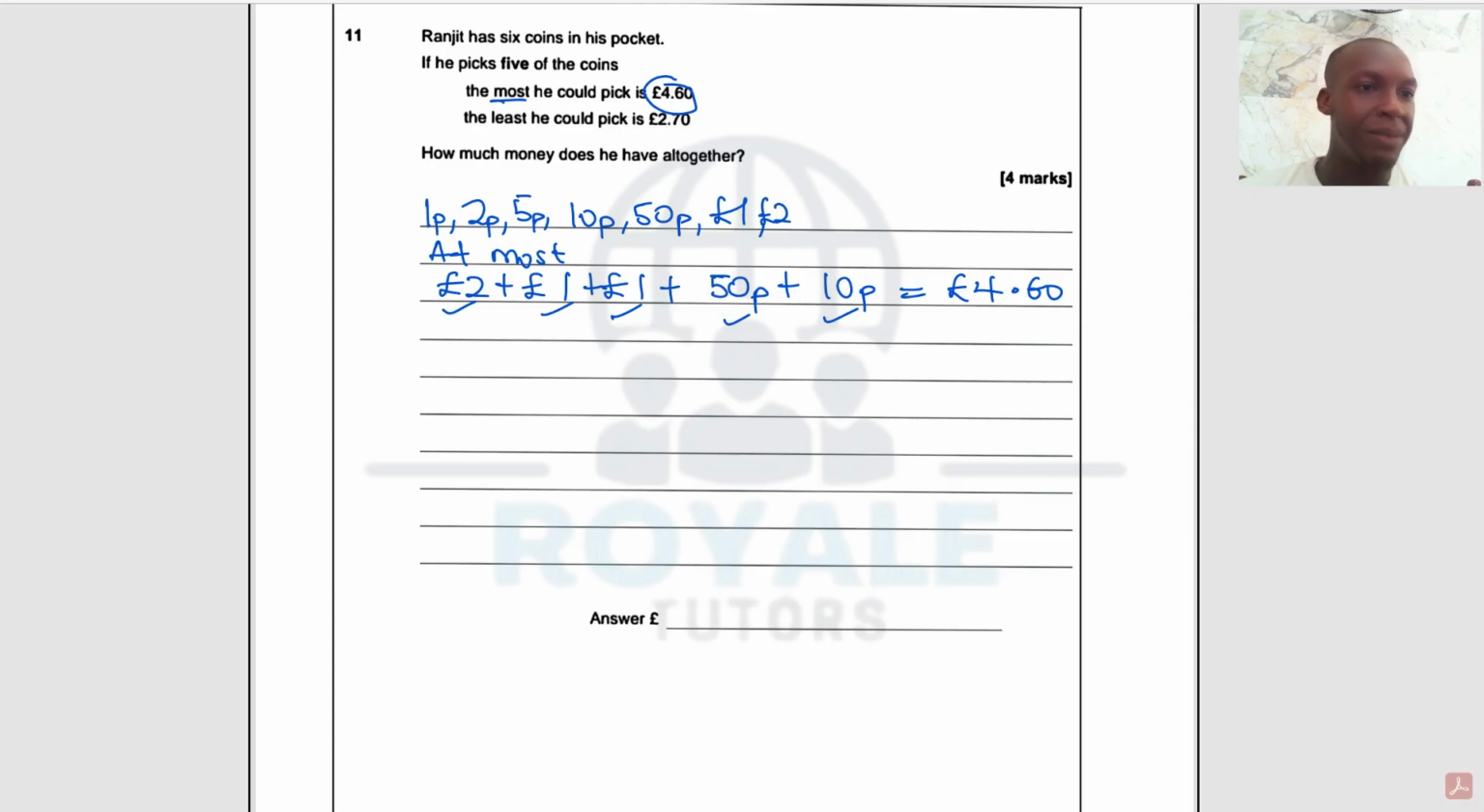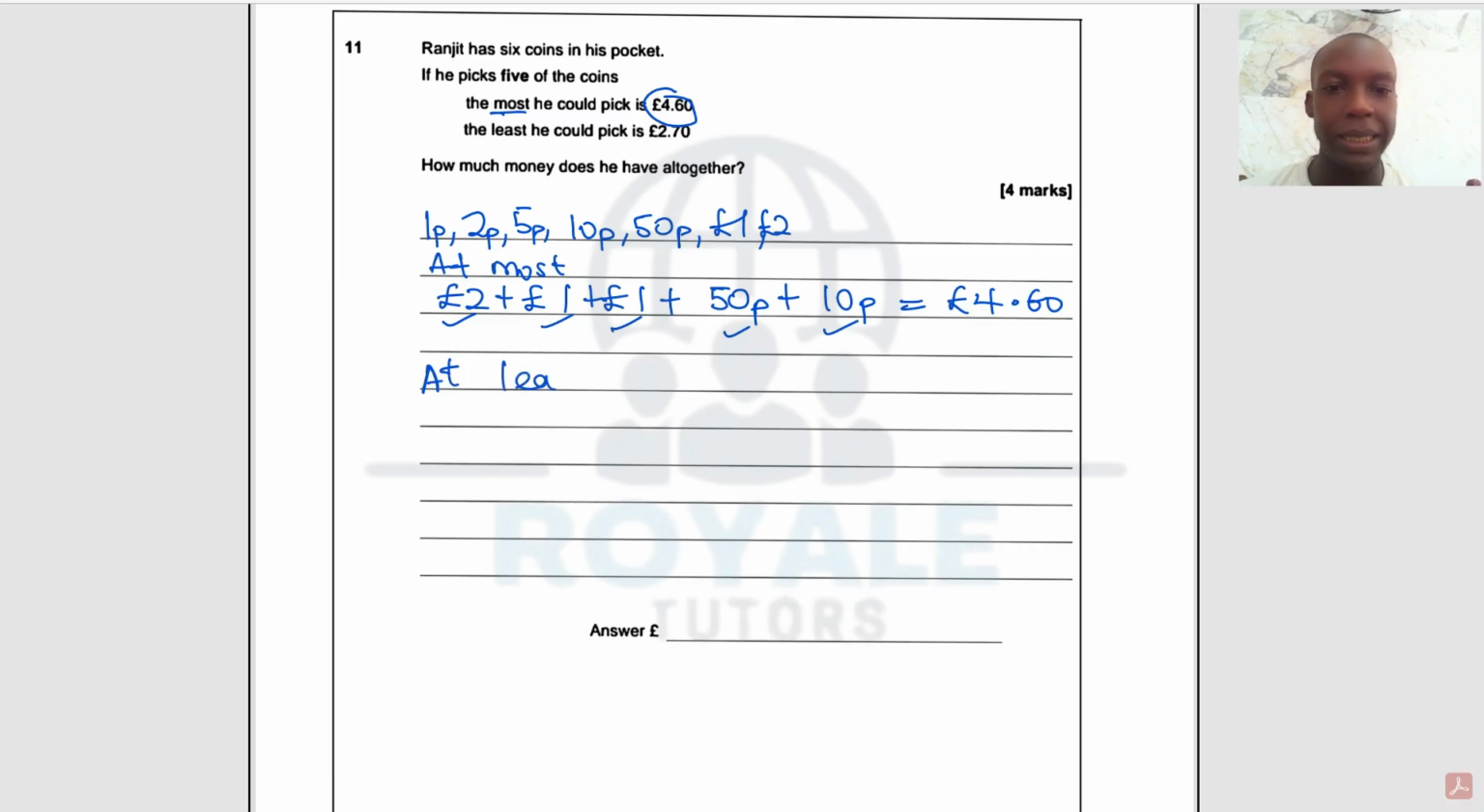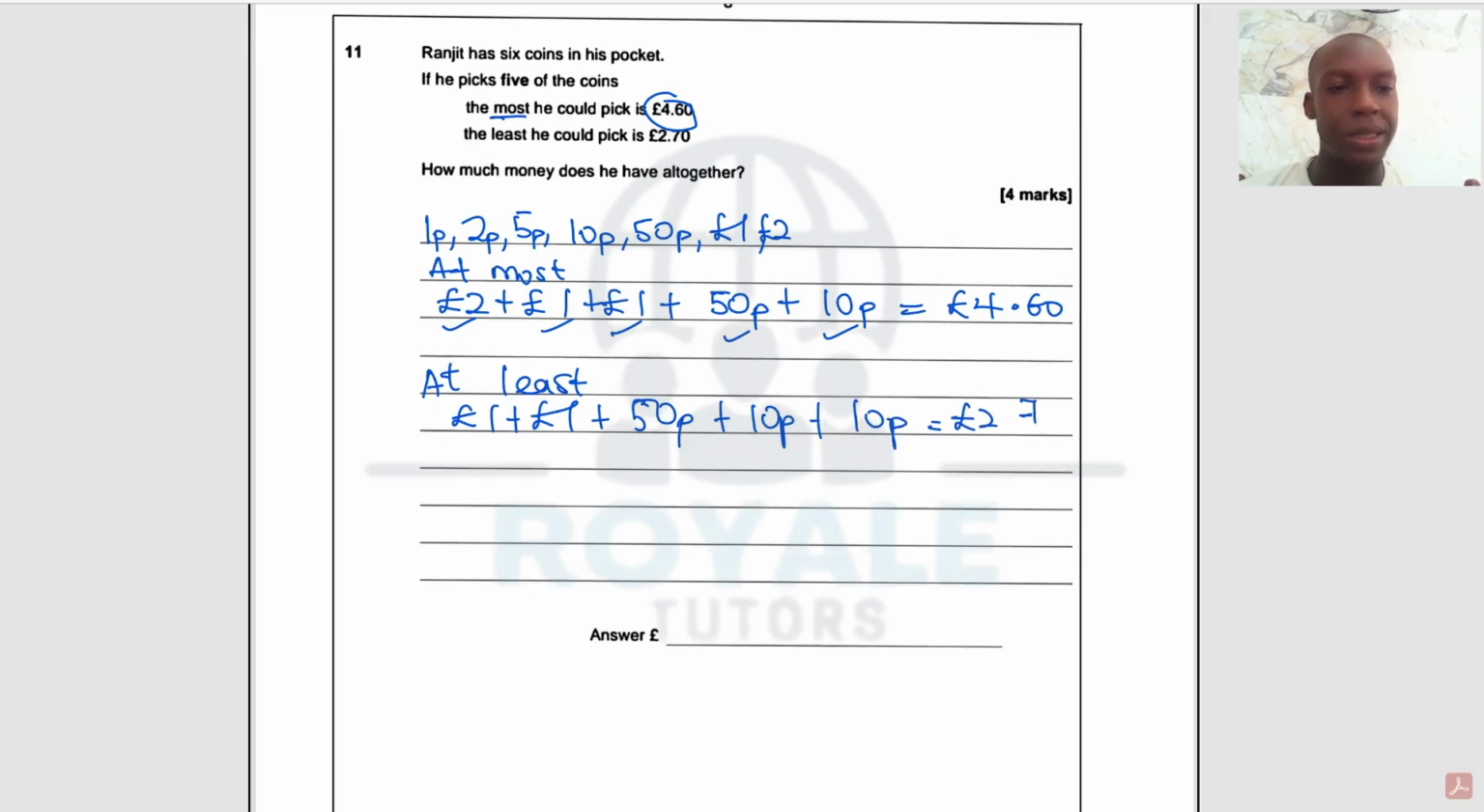So we already have 5. It means that I just need an extra 1 to add to this to be able to get the list of the coins that we can have. So if we're looking at the least, we can have a £1 coin. We already have that. We have a 50 pence, a 10 pence. If I add another 10 pence to this, I'm going to have £2.70, because 1 plus 1 is £2 already. 50 pence plus 10 pence plus 10 pence is 70 pence. So if I add them all together, I'm going to have £2.70.